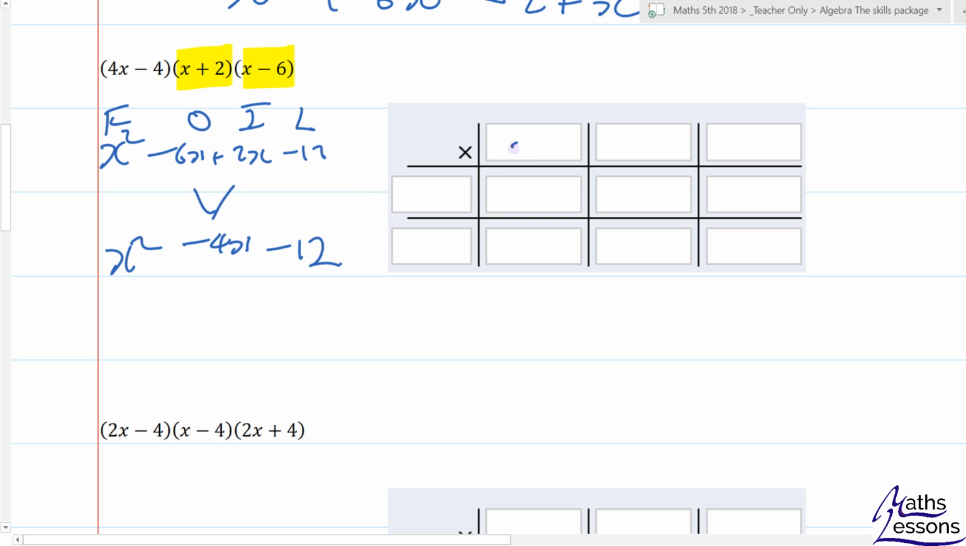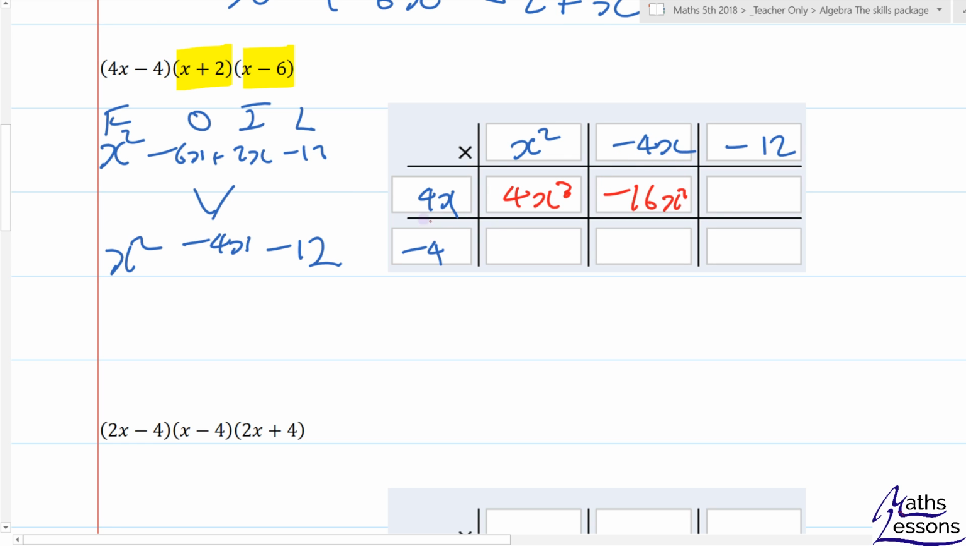Minus 12, and then put the other one, 4x minus 4. Notice I always put the signs in with them. Okay, and 4x times x squared is a cube. 4x times minus 4x is minus 16x squared. 4 times 4 is 16.